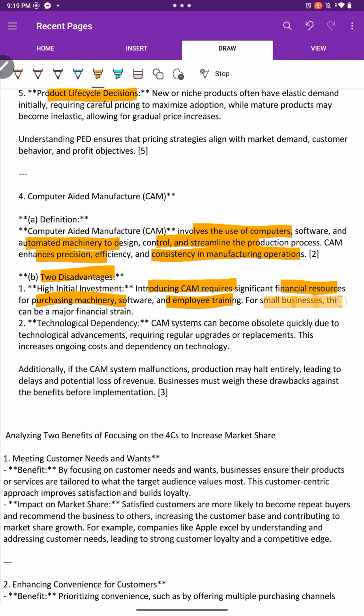and employee training, and for a small business this can be a major financial strain. The second disadvantage of using CAM is technological dependency, because CAM systems can become obsolete quickly due to technological advancements, requiring regular upgrades or replacements, and this increases ongoing cost and dependency on the technology.